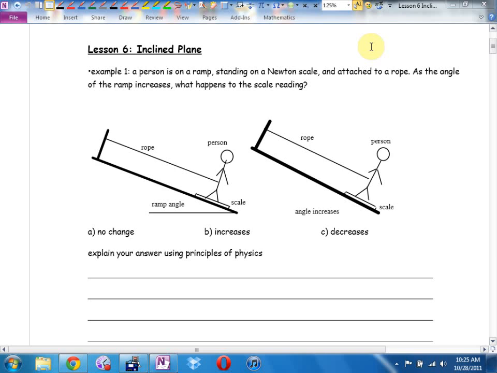So if you were standing on a scale on a ramp, and the ramp was getting steeper and steeper and steeper, and you were looking down at the scale, what would you notice? Would the scale not change at all? Would the scale reading increase, or would the scale reading decrease?